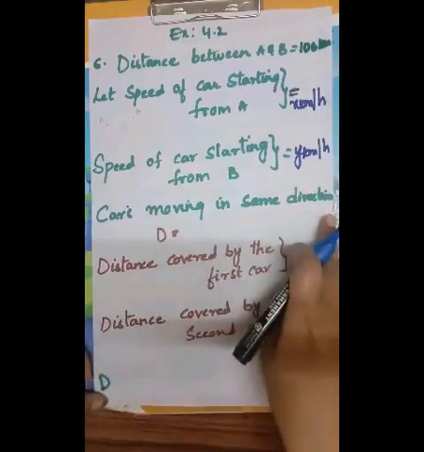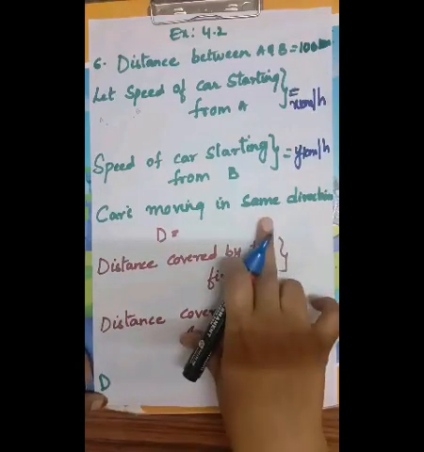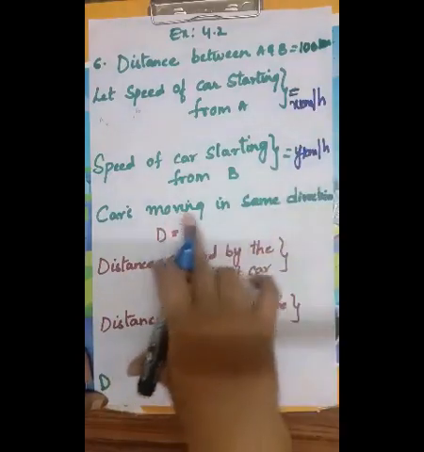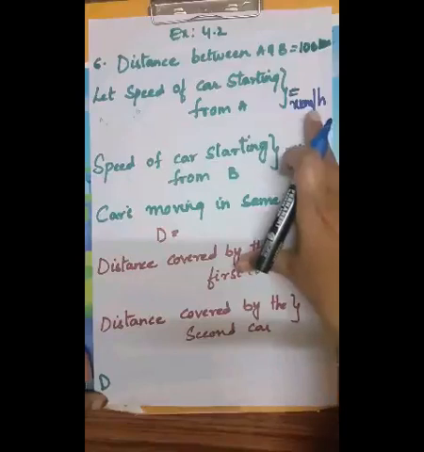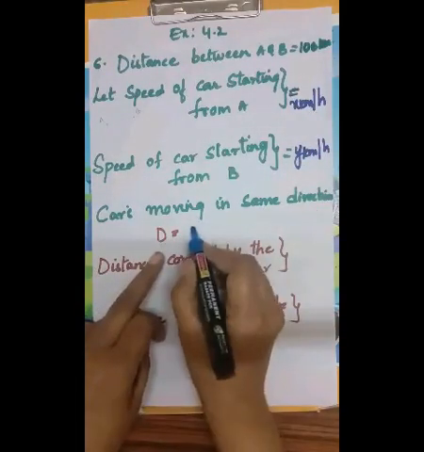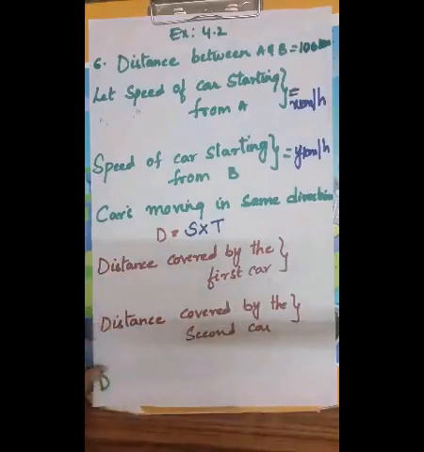Cars are moving in the same direction. When cars are moving in the same direction, the relative speed will be what? x minus y. If the cars are in opposite directions, it will be x plus y. You know the distance formula. Distance is speed into time.